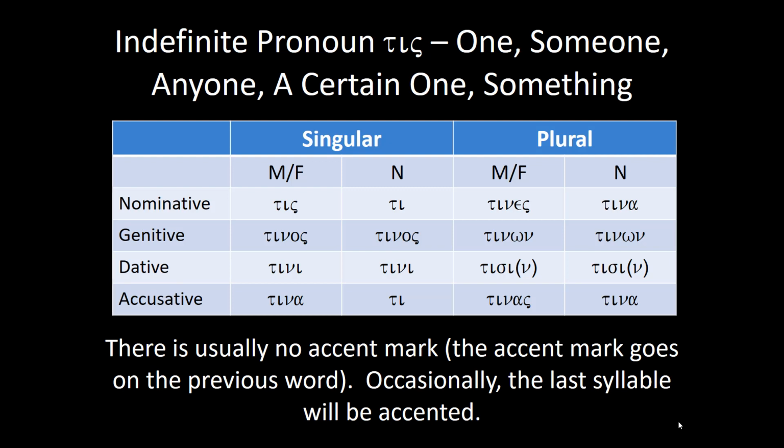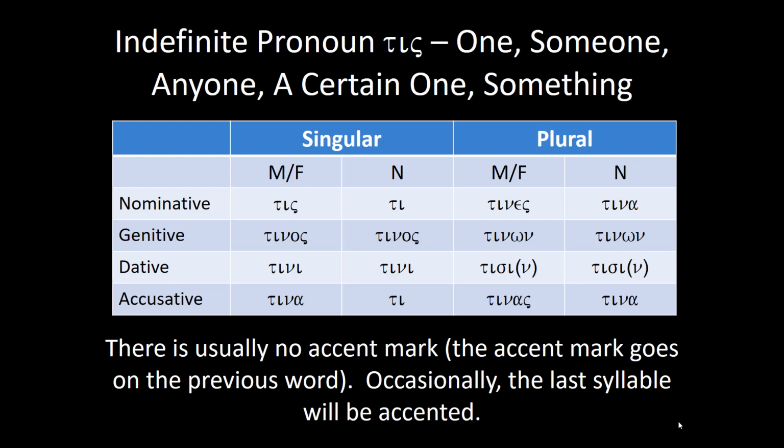So let's look now at this indefinite pronoun tis. It's the exact same form as the pronoun we saw a moment ago, the interrogative pronoun, the questioning pronoun, but this one does not have an accent. Usually there's no accent mark. You see no accent mark here on the paradigm. Now occasionally, very rarely in the New Testament, the last syllable will be accented, not the first like the previous form, but the last syllable. But the majority of the time, it's not going to be accented at all.